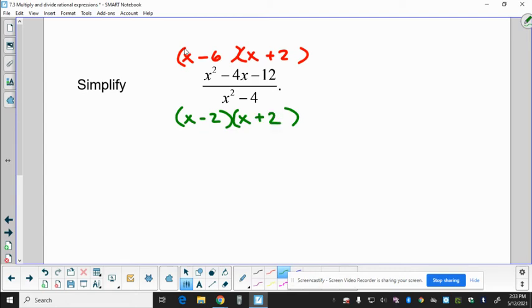And now as we take a look at this, do you see anything that cancels? So I'm seeing a common factor of x plus 2. So our answer is going to be x minus 6 over x minus 2. And there you go. Let's take a look at another question.